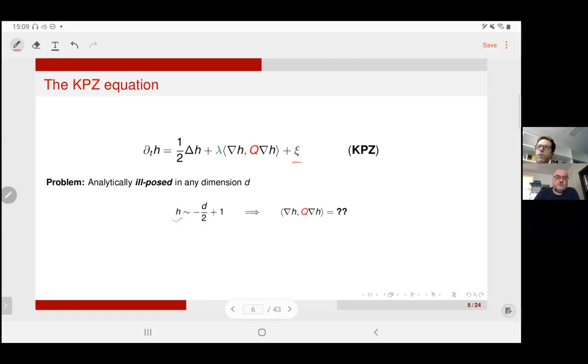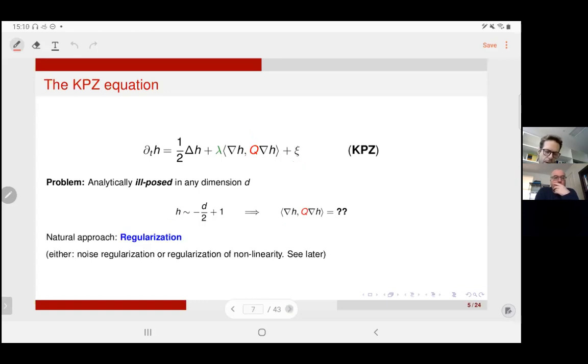And in d dimensions, this would be even worse. The regularity of the solution would be minus d over 2 plus 1. So it gets worse and worse with dimension. Then you have to take the derivative, which has a negative regularity, and then you have to take a square here. So this doesn't make sense. In the best case, the derivative will be a distribution, and then you cannot just square it. This is the well-known problem of the KPZ equation, that the nonlinearity is not well defined if the noise is indeed white noise. So this term here doesn't make analytical sense.